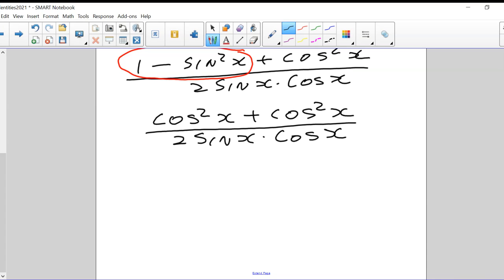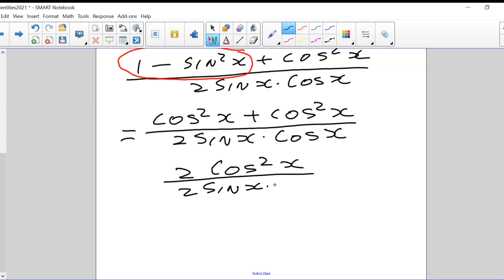That's okay. Anyway, so this is equal to 2 cos squared x over 2 sine x dot cos x. Okay? All right. Looks like we're a little bit closer to coming up with something here. What do you think could be next? So it's 2 times cos. Remember, cos squared x is the same thing as cos x times cos x. Couldn't you just cancel cos squared x and 2 cos x from the denominator?